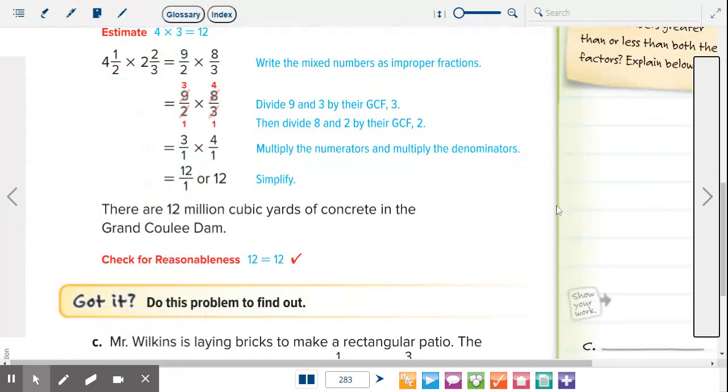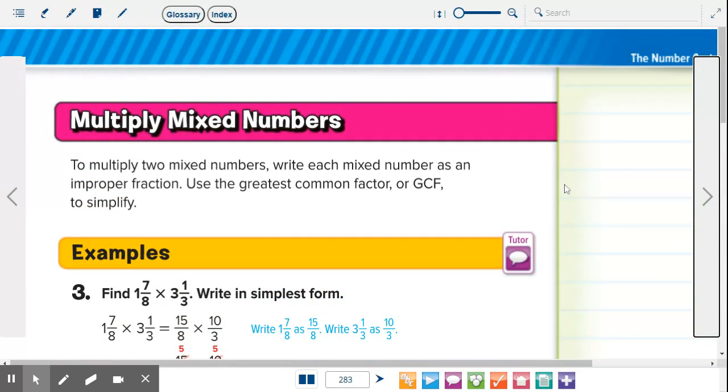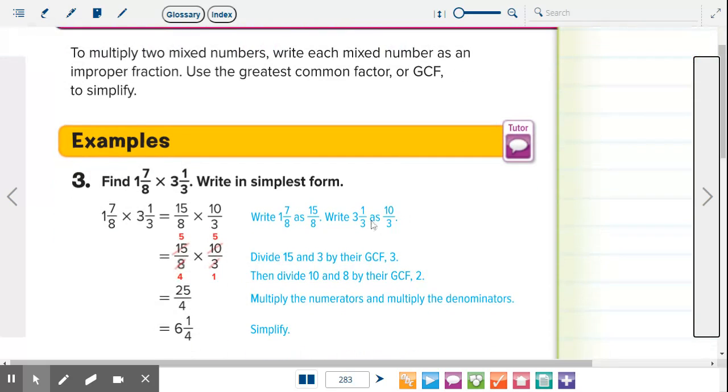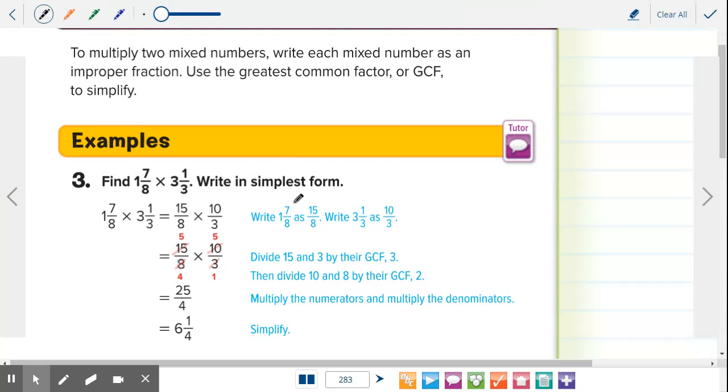All right, so on the next page, now we're going to do just mixed numbers times mixed numbers. So you got one extra thing that you have to do. You got to change both of them into mixed numbers or improper fractions. So like this one, example number 3. Okay, so we have 1 7/8 times 3 1/3. Okay, so we just got to change them first into improper fractions. So 1 times 8 would be 8 plus 7 is 15. So we get 15 over 8 times. Now 3 1/3 would be 3 times 3 is 9 plus 1 is 10.